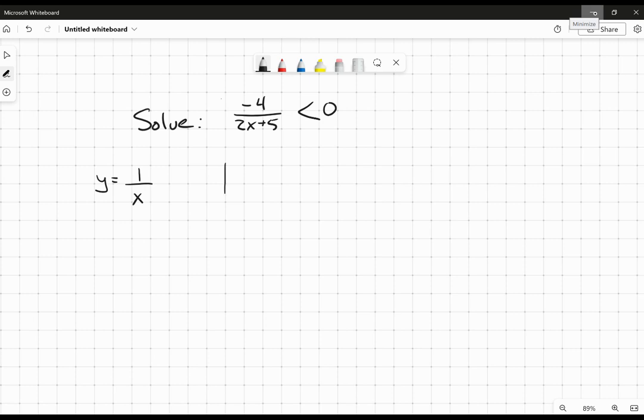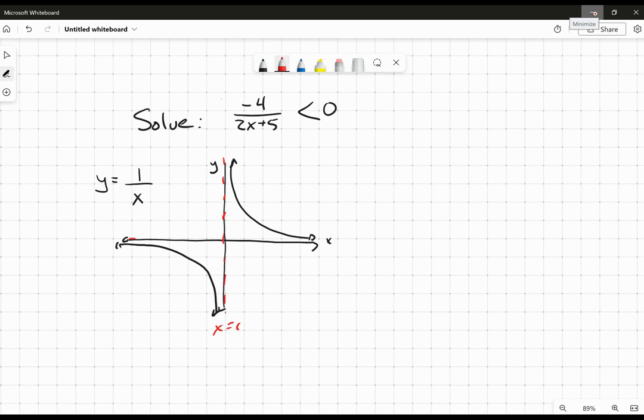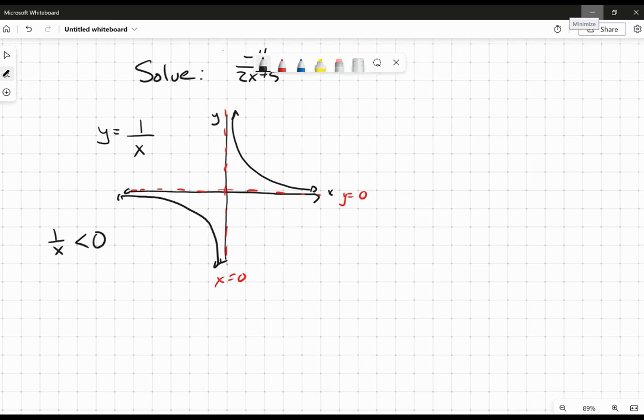Okay, and 1 over x, when I sketch this out, it's going to look a little something like this. Here's my y-axis, here's my x-axis, and it's going to swoop down like this. So it's got these two asymptotes, this vertical asymptote here at x equals 0, and a horizontal asymptote here at y equals 0. So if I was to ask, in this particular case, where is 1 over x less than 0? Well, I can tell by looking at it where that's true.